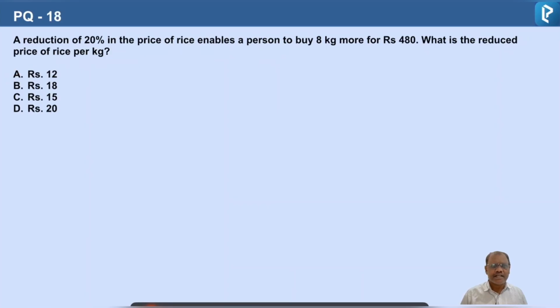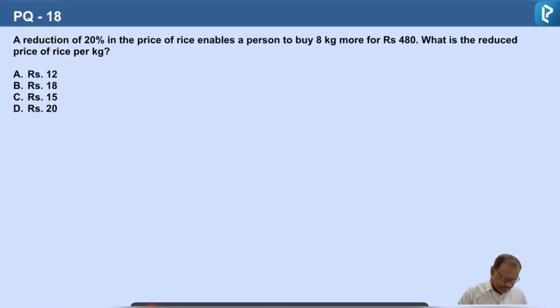Question number 18. A reduction of 20% in the price of rice enables a person to buy 8 kg more for rupees 480. What is the reduced price of rice per kg?